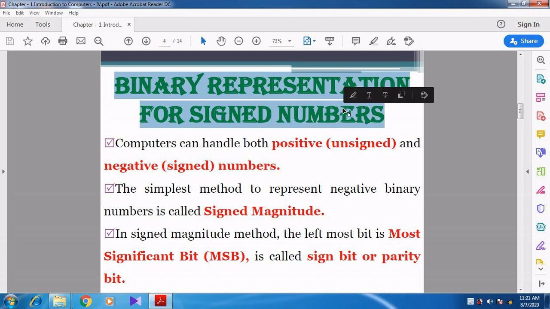What is meant by signed numbers? Binary representation for signed numbers. Actually, the binary number can be generated for a positive number. What about a signed number? A signed number means a number which contains the sign. It may be a positive sign or it may be a negative sign.